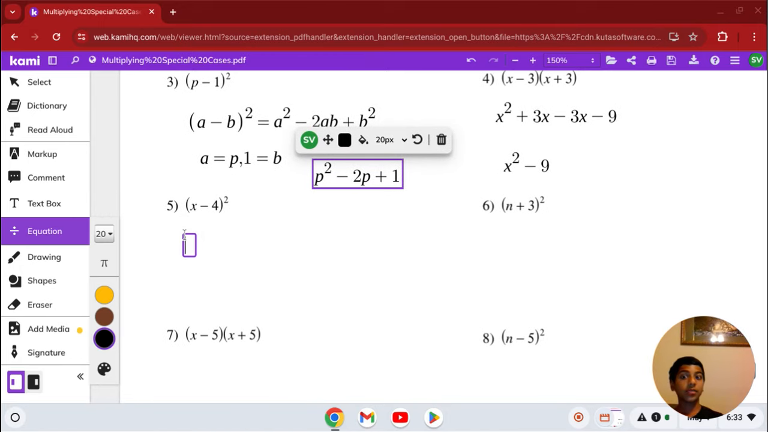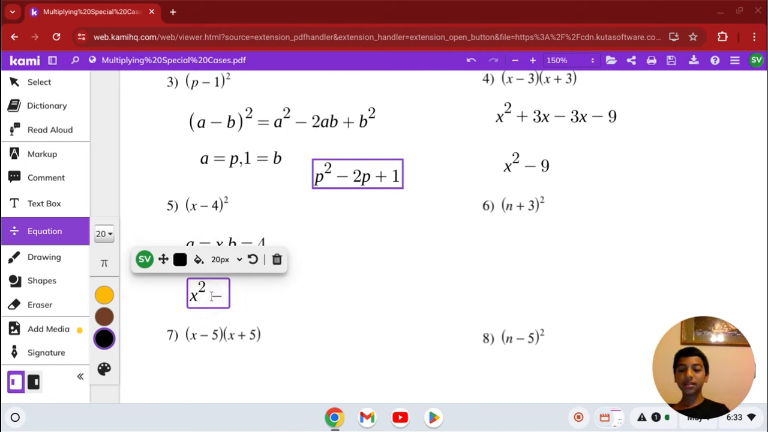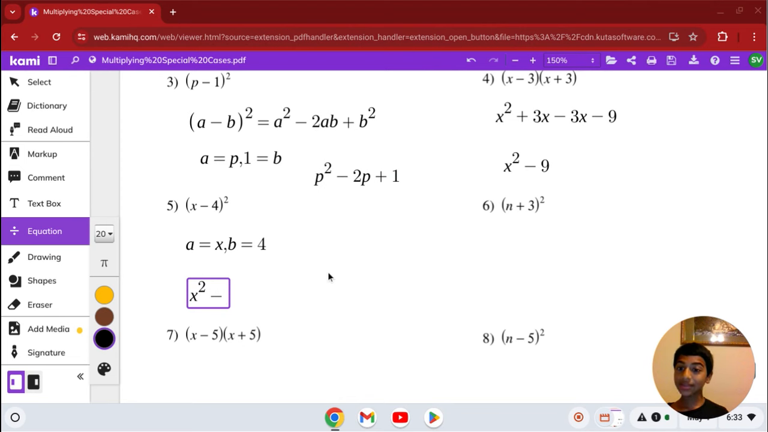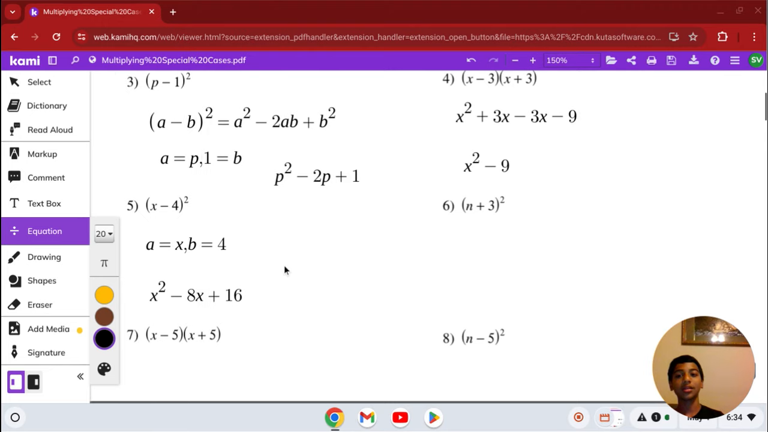Number 5, x minus 4 squared. You can use the formula there. So a equals x and b equals 4, which equals x squared minus 2 times a times b, minus 8x plus 16. Not 8b, sorry, 8x. We can check this. We can multiply negative 4 times negative 4 is 16 and they add to get negative 8.